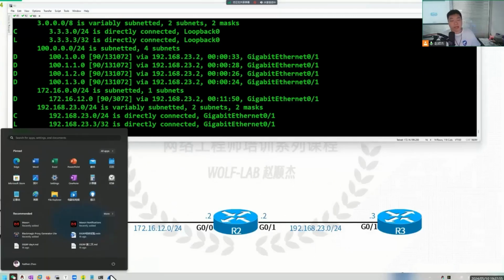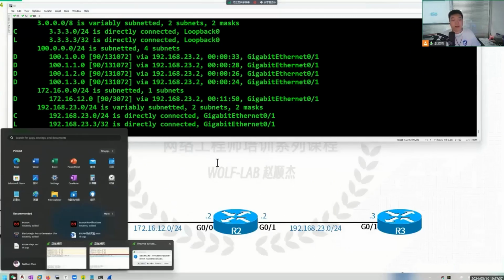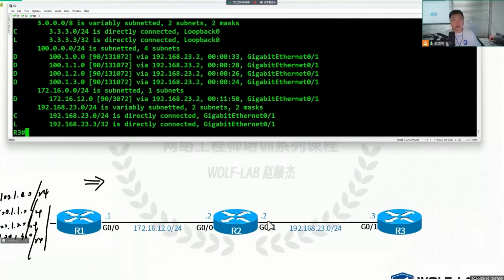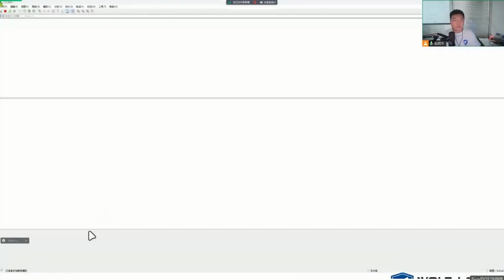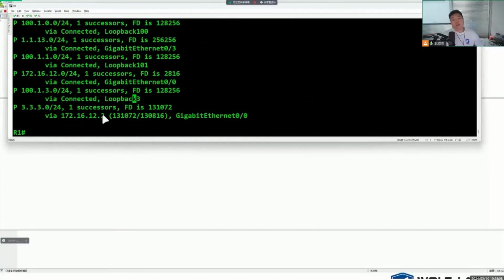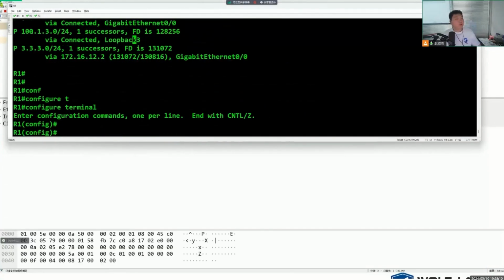Now, on R1's side, if we disconnect a certain interface, like interface loopback 100, we shut down loopback 100. Here we missed typing a 103, but it doesn't matter. We disconnect loopback 100.